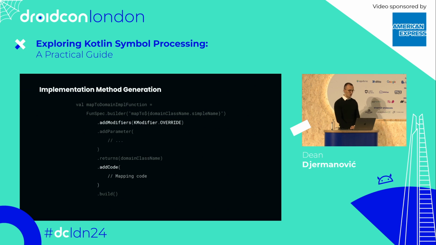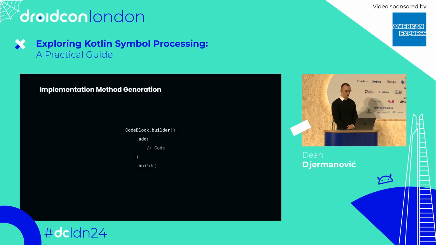And of course, the class function contains the actual mapping code. So we have to add code to this function, and we can do that by using the addCode method on the FunSpec builder. The addCode method takes in a CodeBlock instance. A CodeBlock represents a block or a segment of code in KotlinPoet. And to create a CodeBlock instance, we can use CodeBlock.builder. And then we can use the add method to add the actual code to this CodeBlock. And finally, we call the build function on the CodeBlock builder to get the actual CodeBlock instance.